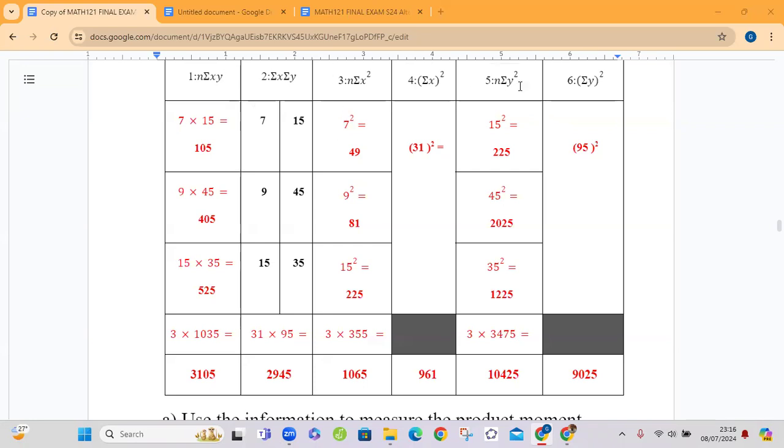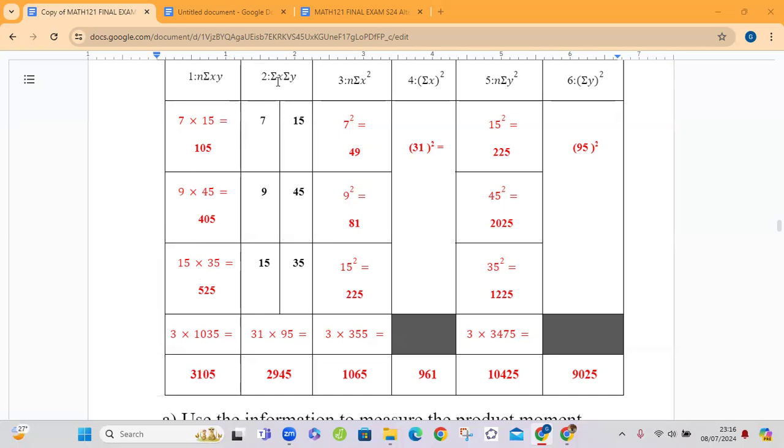So there are 6 numbers that have to be calculated. First number, n times the sum of xy. So whenever you see sigma, you must find what is to the right of sigma first. So we have to find xy first before we find the sum, then multiply by n. Xy means x times y: 7 times 15, 9 times 45, 15 times 35, which give 105, 405, 525 respectively. And then these values add up to get 1035, and we will multiply by 3. 3 is n, and then we get 3105. So that's the first value.